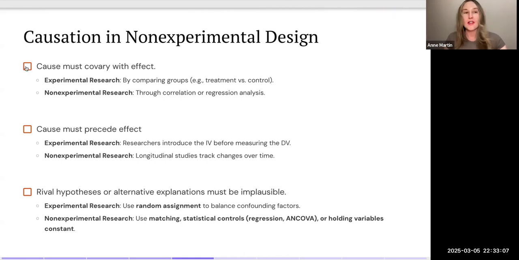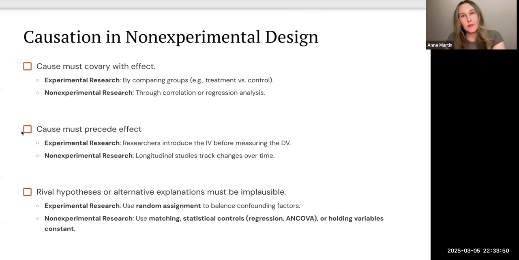So the first check that you need to look for when you are looking for a causal relationship is that the variables must have a relationship. The cause must covary with the effect. So in experimental research, you're able to establish this by comparing groups, your treatment group, experimental group, and your control group. But in non-experimental design, you cannot have random assignment to those groups, so you have to establish that relationship through correlation. However, that leads to what I talked about a little bit on the last slide, the third variable problem. So we'll talk about some ways to address that.